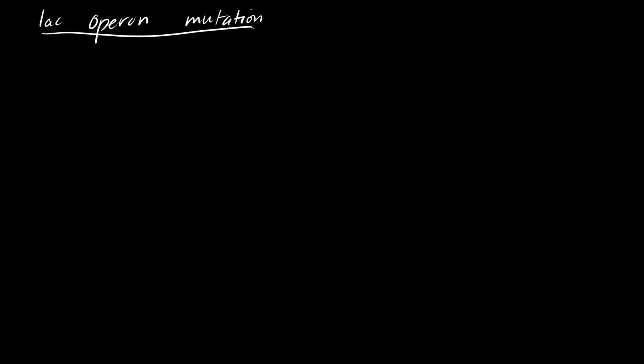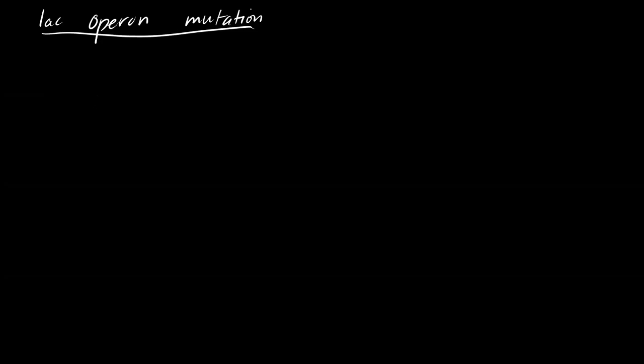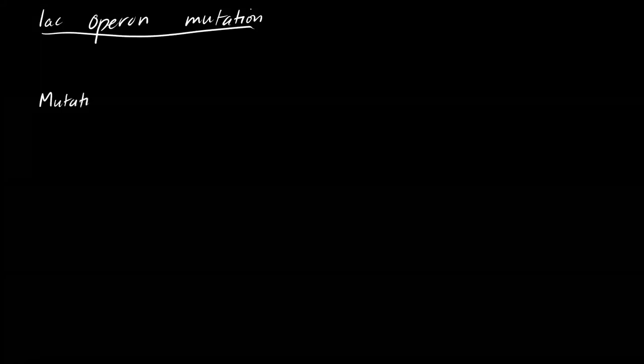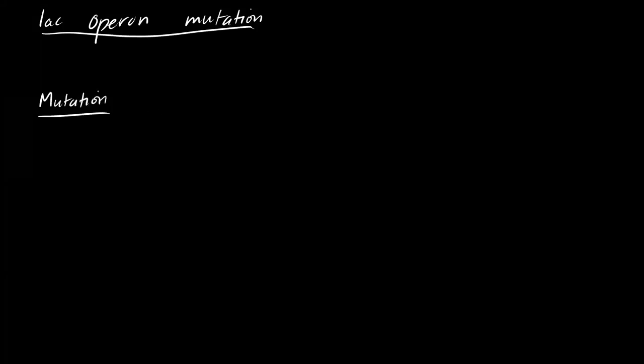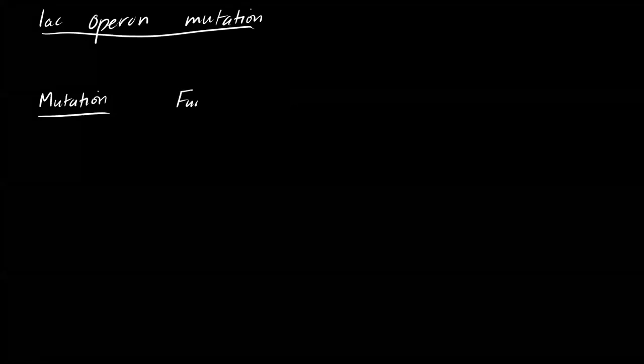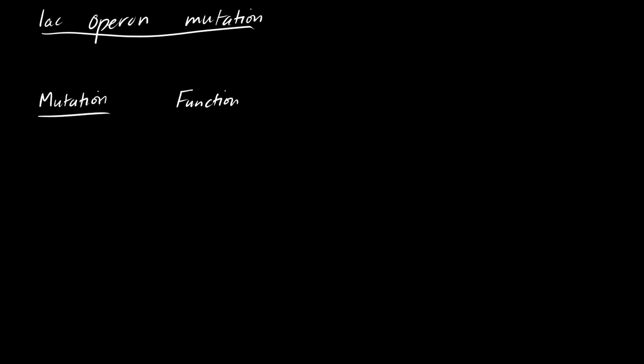So I'm gonna make a table and we're gonna divide this table into three columns. I'm gonna write here the mutation. And I'm gonna write also the function, the function affected by this mutation. And lastly, the phenotype that might result from this mutation.